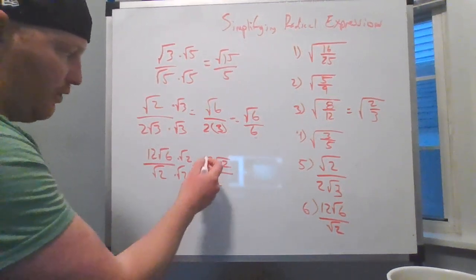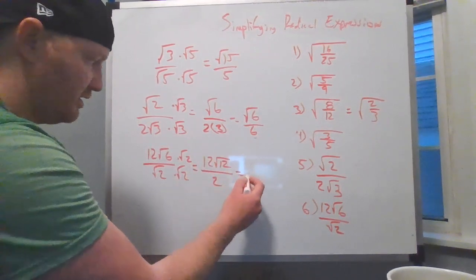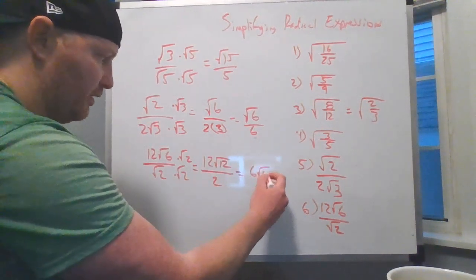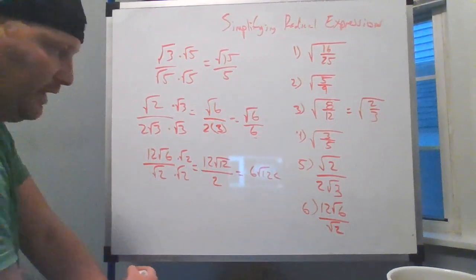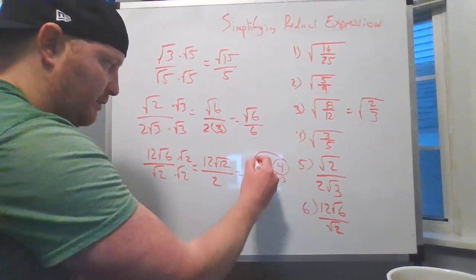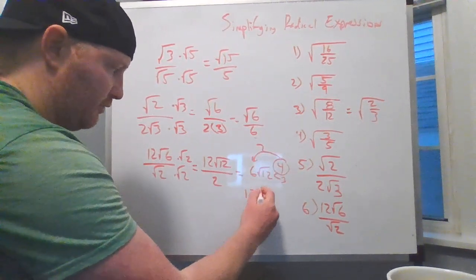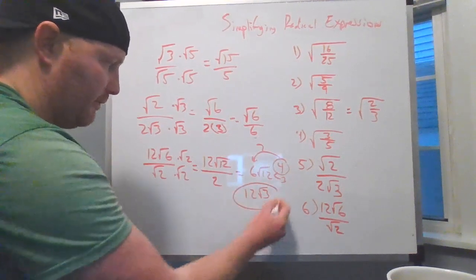Now I can right away simplify this if I want, which is not a bad idea. 12 over 2 reduces to 6 over 1, or just 6 radical 12. But don't forget, radical 12 still has a 4 and a 3 inside of it. So this guy comes outside as a 2. So your final answer is 2 times 6, which is 12 radical 3.